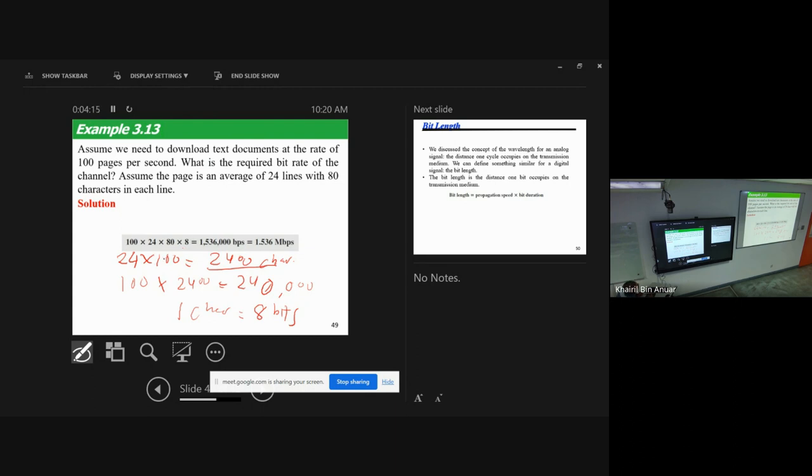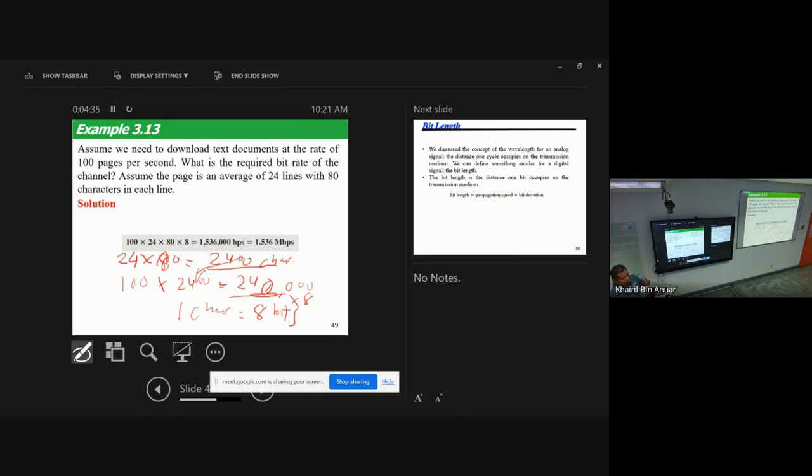Right? 80. This one is 80. 34 by 80. Right? This is 34 by 80. You will get some different value. So this value is over here. Okay, and you will get this number. Then you have to times by 8 to represent the number of feet per second.